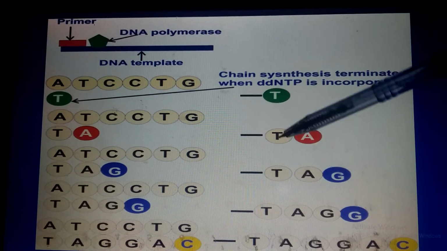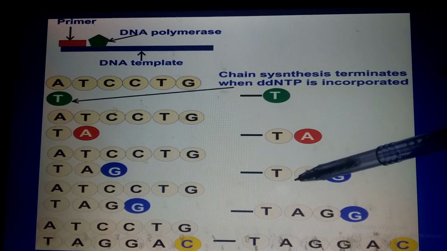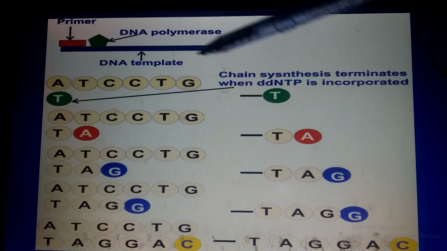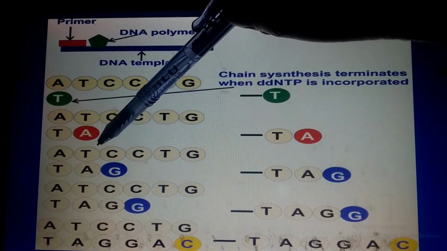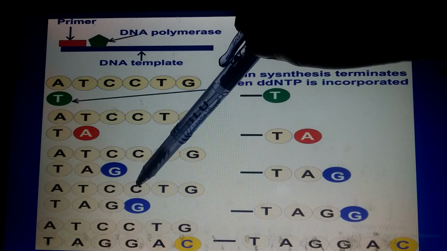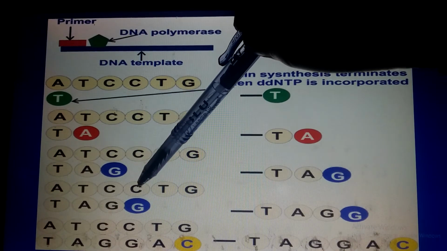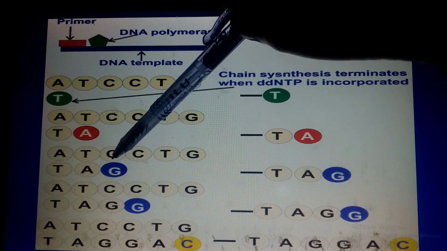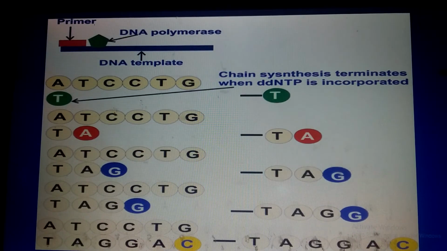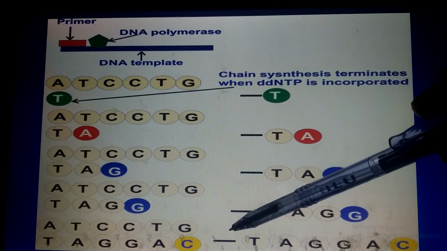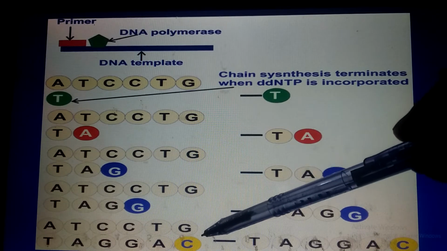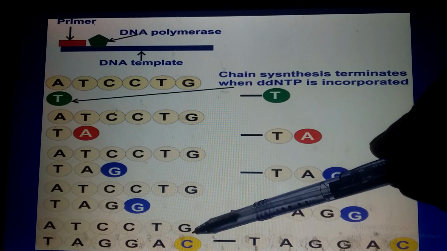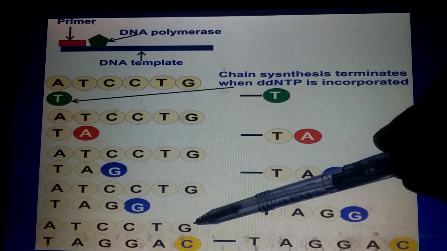In the next tube, you can see here, this is ddGTP. Now what will happen? The G of the ddGTP stops the chain at this C point. It can stop the reaction at this C point here and also here. So two fragments will be produced, TAG and TAGG. Is it clear? Now in the fourth one, what will happen? ddCTP. In this case, the C of the ddCTP stops the chain at this point because there is just one G.